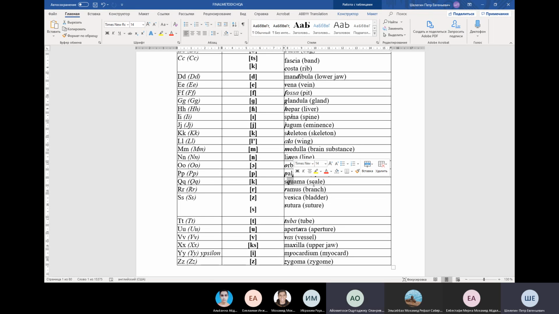Next one is X. And X also comes in two options, the full one and the deaf one, the gz and ks. And the upper jaw will be pronounced like maxilla. Maxilla.